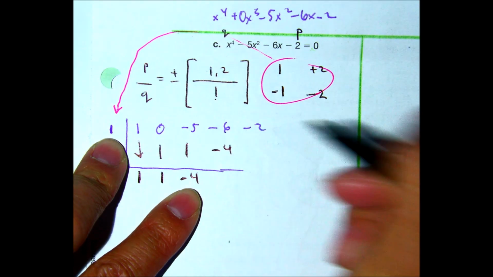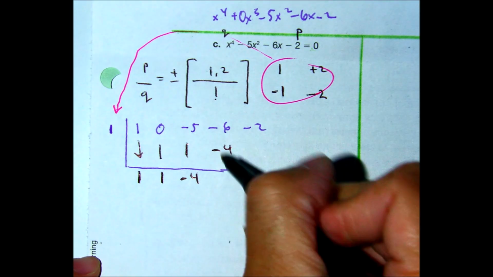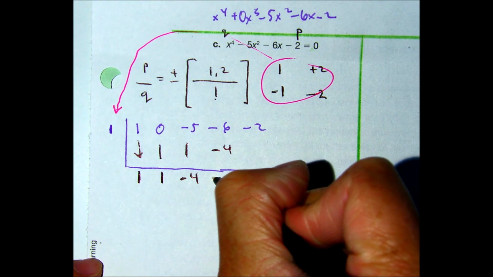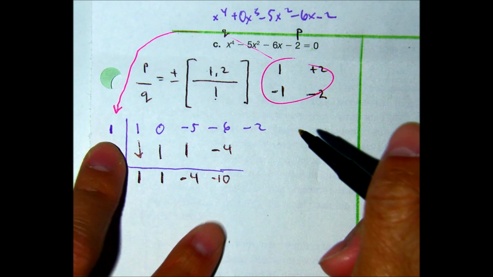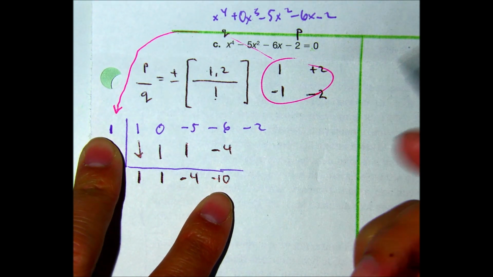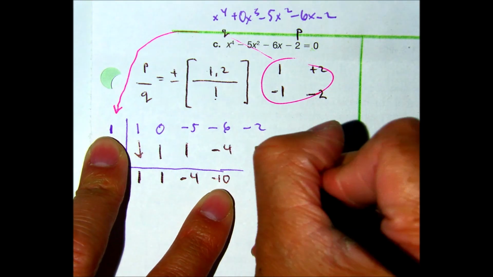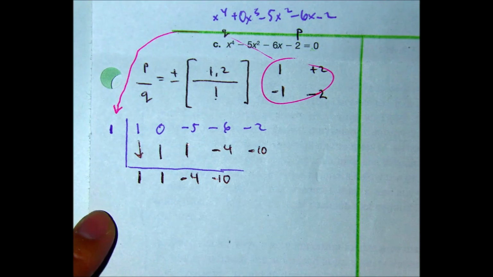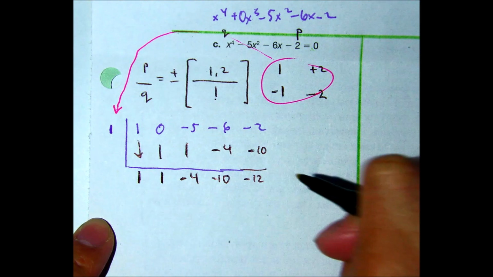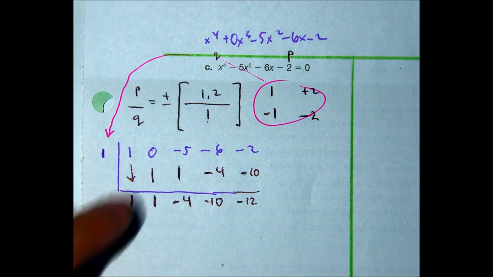Then you do -6 plus -4, which is -10, sorry. And then you do 1 times -10, which is -10. And then you do -10 plus -2, which is -12. And that's it. Okay. So Johnny, I have a question for you.